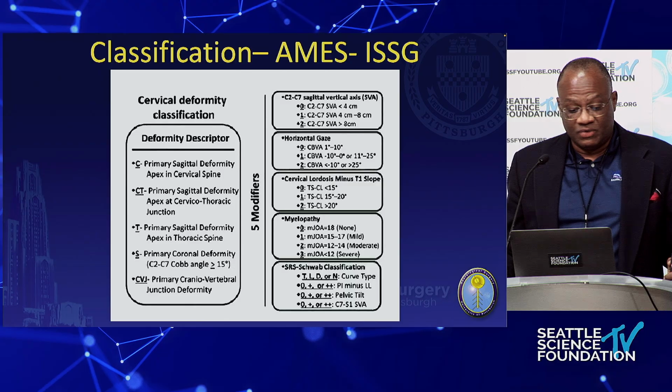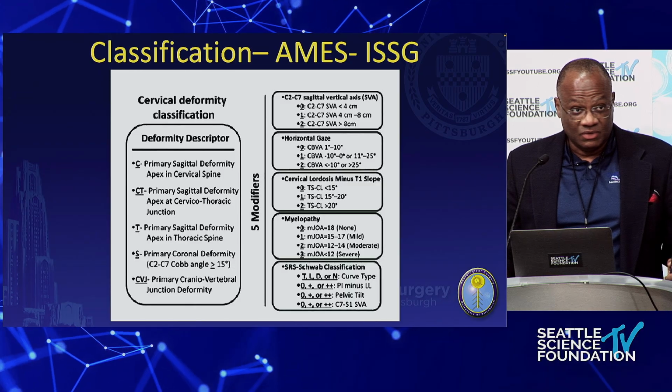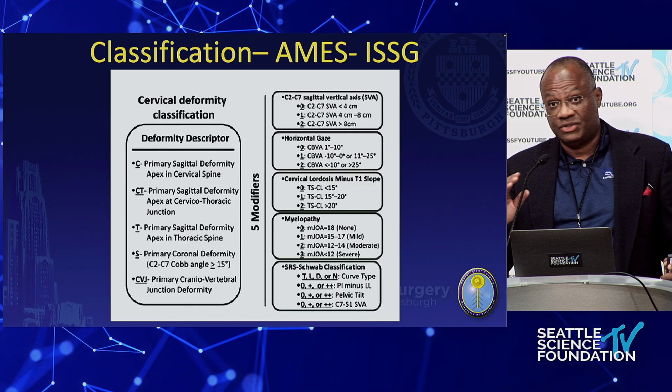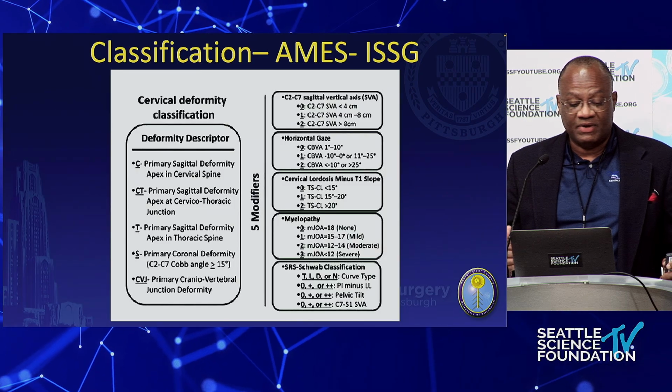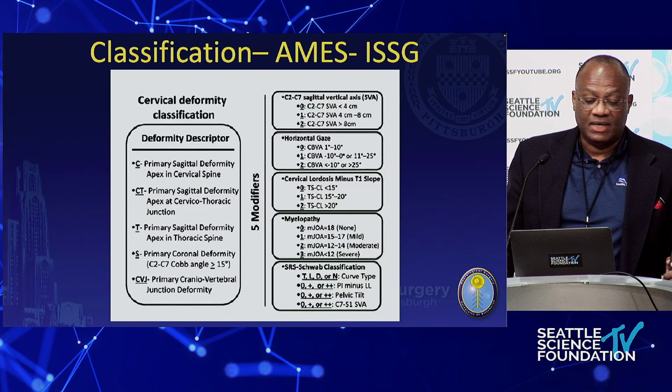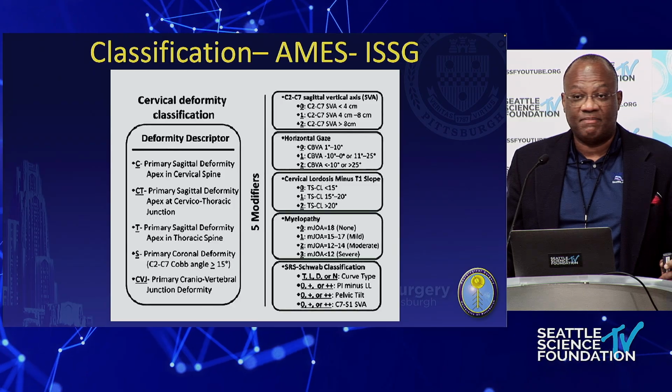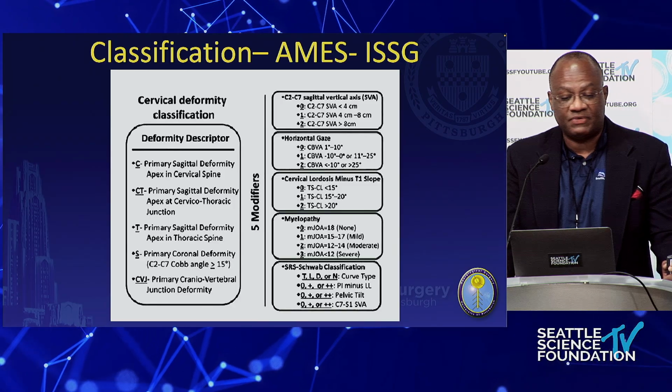And sometimes they may have a coronal deformity. Those are the hardest to evaluate, fix, and make sure that you're not putting them in a worse predicament. And sometimes you may even have a craniovertebral junction deformity where you can have basilar invagination, assimilation, etc.